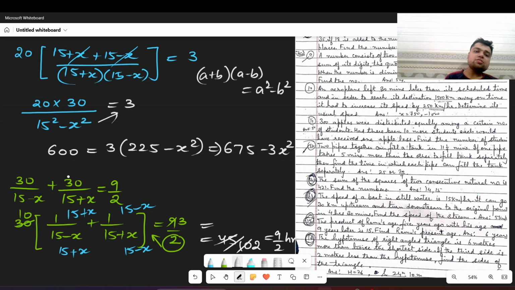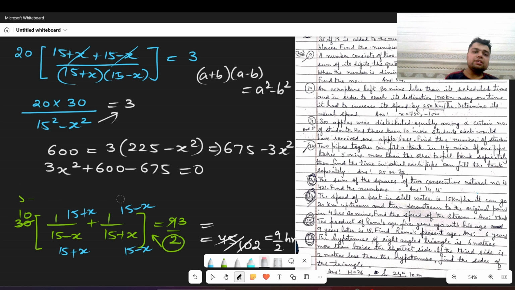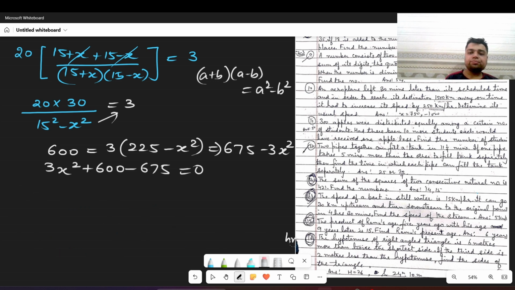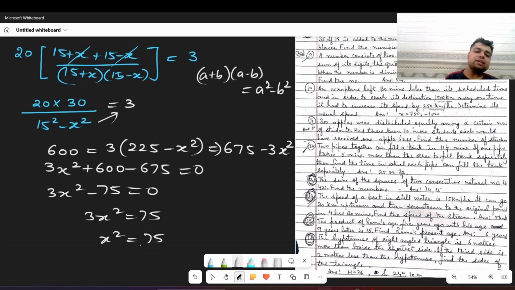We will take all the things on other side. So 3x square plus 600 minus 675 is equals to 0, right? Now let's erase this thing also. What I will get? 3x square minus 75 equals to 0. 3x square is equals to 75. X square will be equals to 75 by 3, which is 25. So x will be plus minus 5, right?